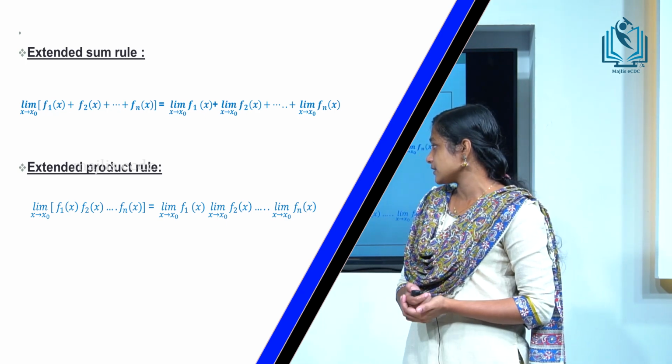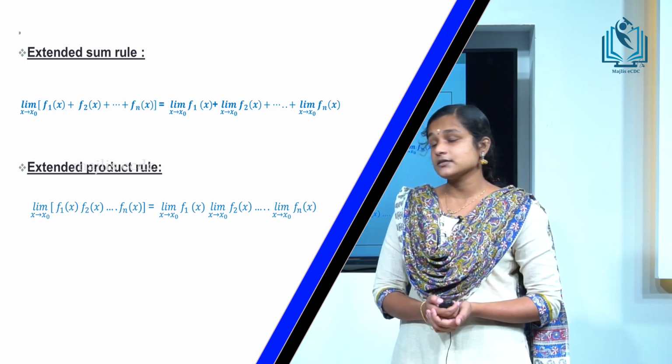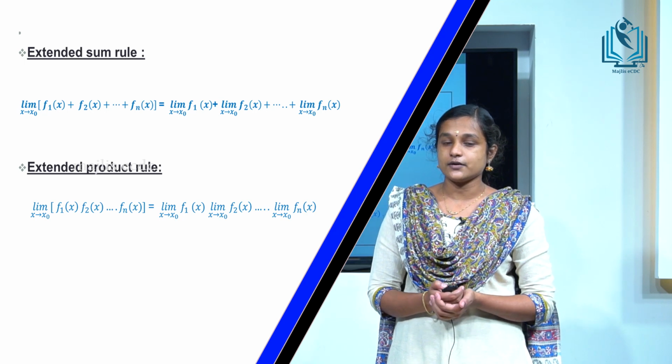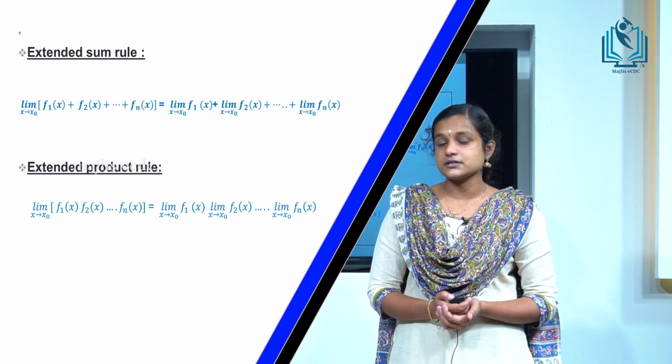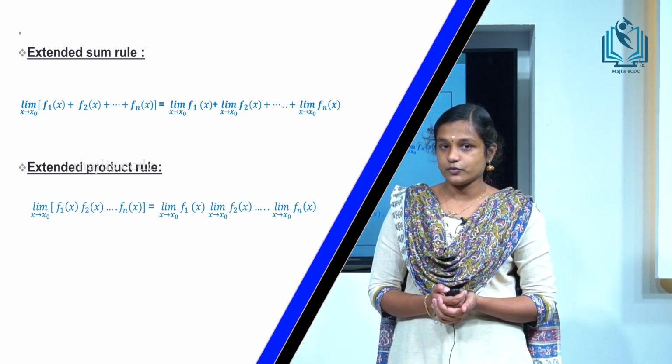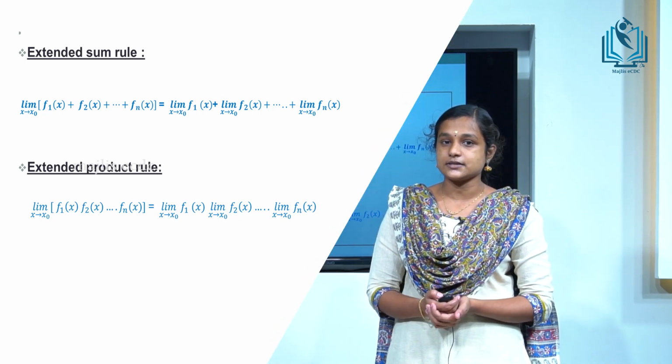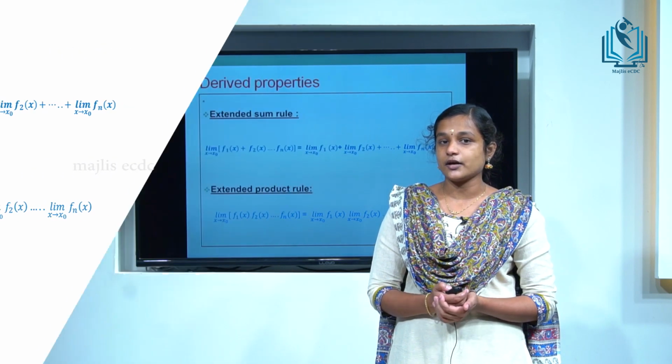The next one is the extended product rule. Limit as x tends to x naught of f1(x) times f2(x) times etc. times fn(x) can be written as limit as x tends to x naught of f1(x) times limit as x tends to x naught of f2(x) times etc. times limit as x tends to x naught of fn(x).